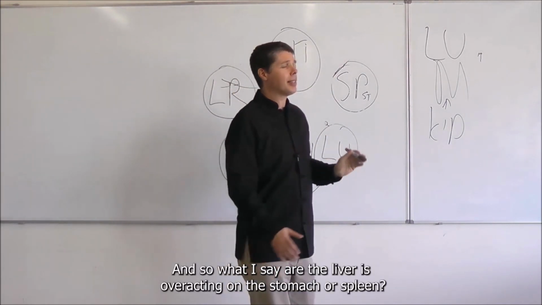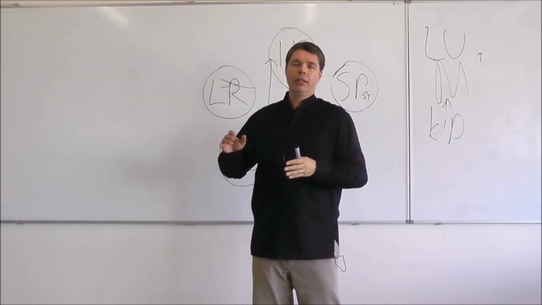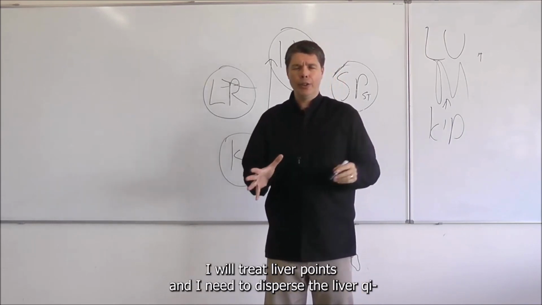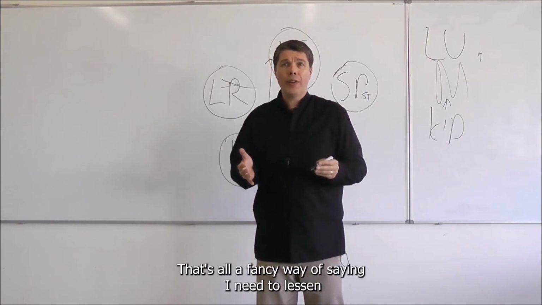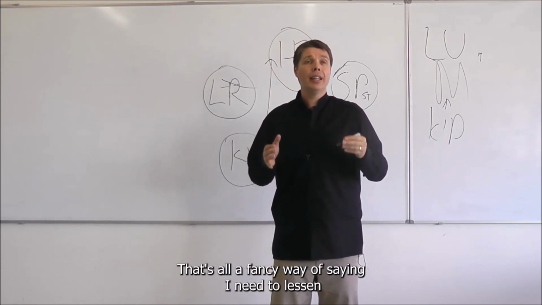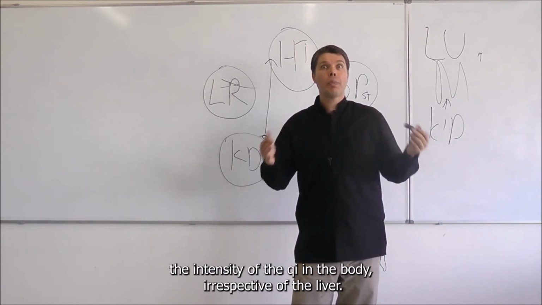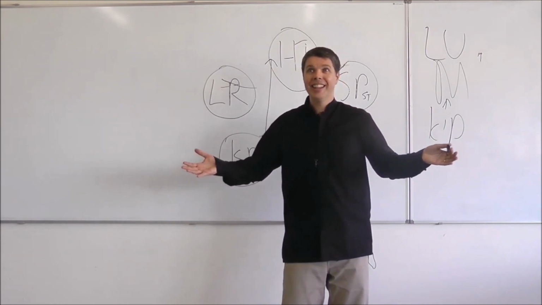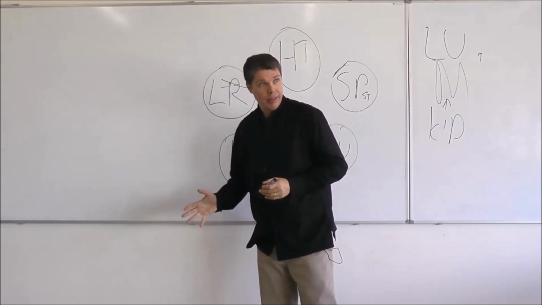And so when I say the liver is overacting on the stomach or spleen, then my treatment is going to be, I will treat liver points, and I need to disperse the liver qi. Well, that's all a fancy way of saying I need to lessen the intensity of the qi in the body, irrespective of the liver. It's just, this was a way of helping us get it.